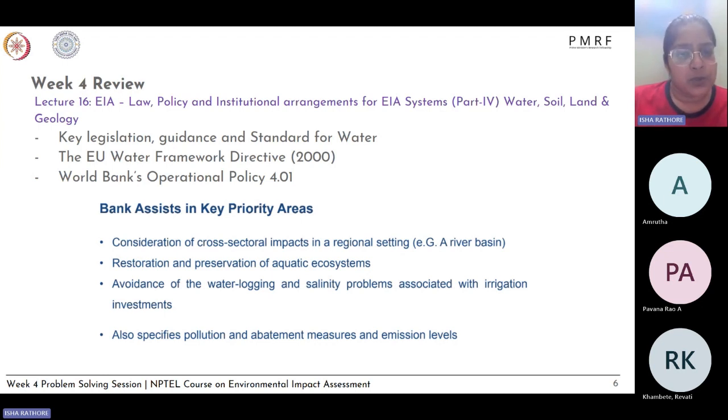Then we looked at the World Bank's Operational Policy 4.01, which highlighted the key priority areas in which the World Bank functions. These are consideration of cross-sectoral impacts in regional settings like river basins. It also looks at restoration and preservation of aquatic ecosystems, avoidance of waterlogging and salinity problems associated with irrigation investments, and also specifies pollution abatement measures and emission levels. So these are some of the key priority areas in which the World Bank has an operational role in managing.